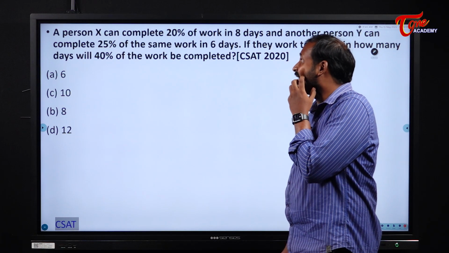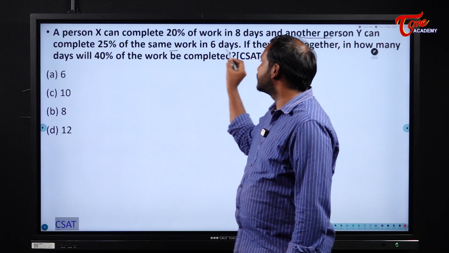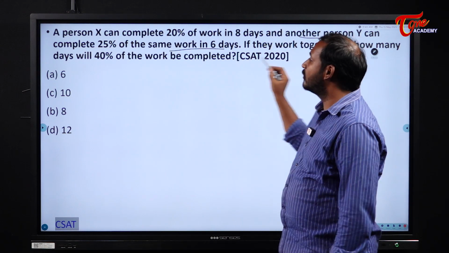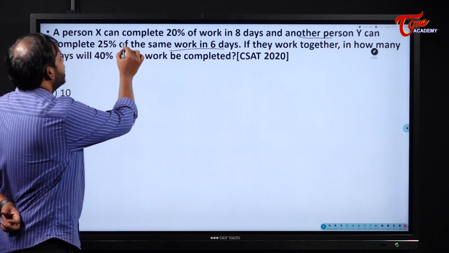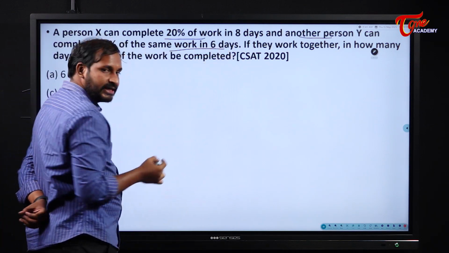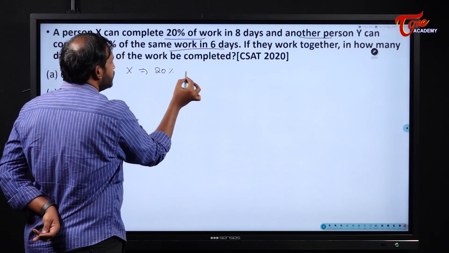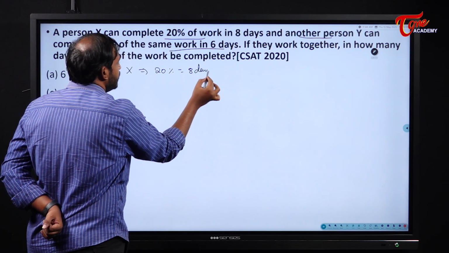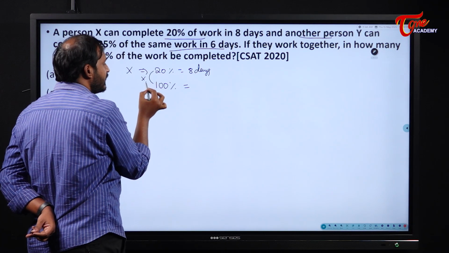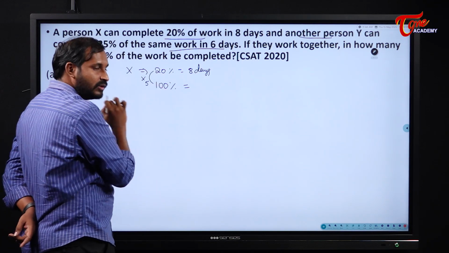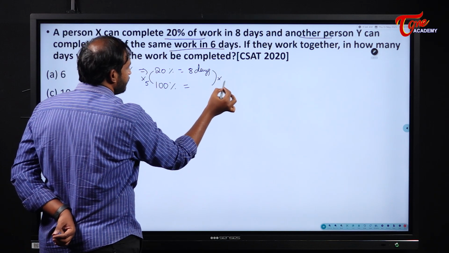A person X can complete 20% of work in 8 days and another person Y can complete 25% of the same work in 6 days. If they work together, in how many days will 40% of the work be finished? Now see here, X can complete 20% in 8 days, right? First of all, tell me, 100% of work will be done by X in how many days? 25s are 100, right? If you observe this, good. If not, cross multiply it, students. So 100% means into 5. What you will get here?